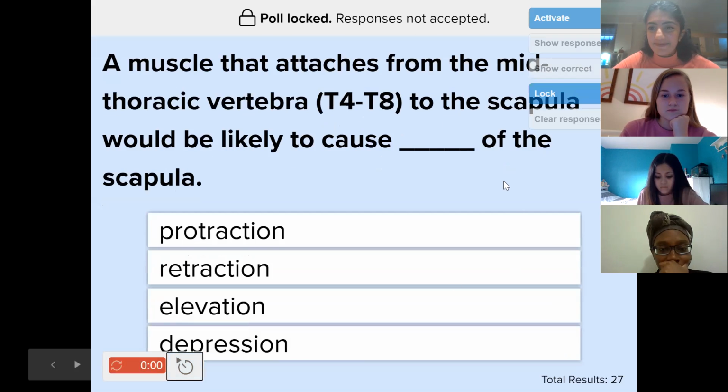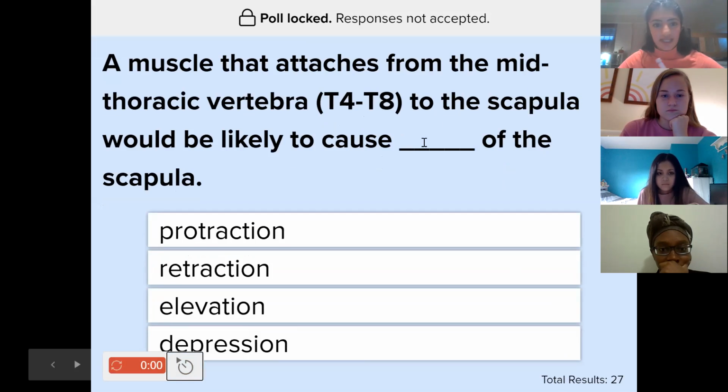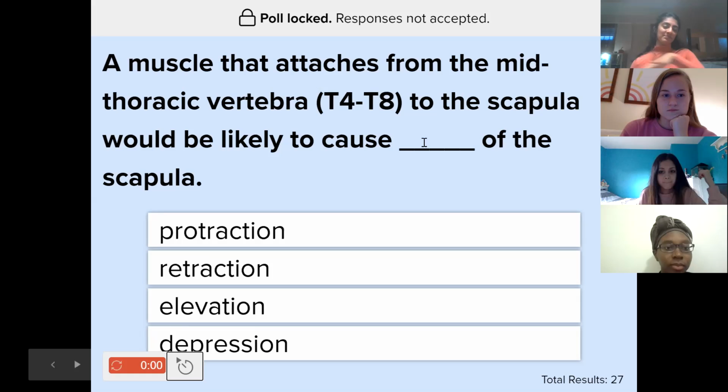All right, perfect. Okay, so a muscle that attaches from the mid-thoracic vertebrae, so T4 through T8, we're just generalizing what these vertebrae might be, to the scapula would likely cause blank of the scapula. So what I really recommend in this question is that you thought to yourself, okay, my vertebrae are back here, and I know T4 through T7 is somewhere maybe in line with my scapula, right? And if I have a muscle that is attached between the vertebrae in my thoracic area and my scapula, right about here, and I shorten that distance, what happens? Well, hopefully a lot of us thought that would be retracting, right?